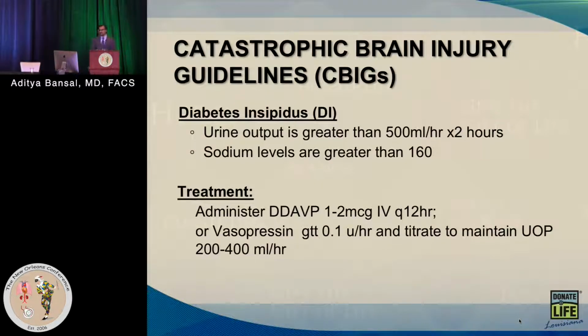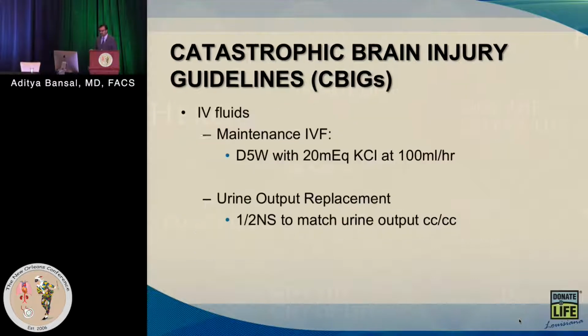With diabetes insipidus, you do not want urine output greater than 500 ml for 2 hours, or a sodium level greater than 160. Why 160? Because hypertonic saline is sometimes used to prevent herniation in these patients, though obviously it did not result in preventing brain death. However, the sodium load was high, and now you're losing all the water, so it continues to go up. DDAVP or vasopressin is used, at doses that every OPO has decided on itself. Urine output replacement therapy is half normal saline to match the urine output, along with maintenance IV fluids.